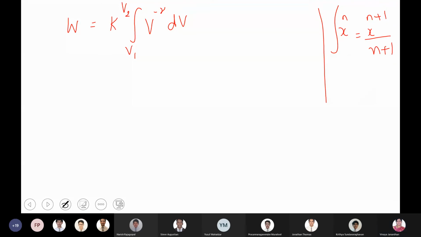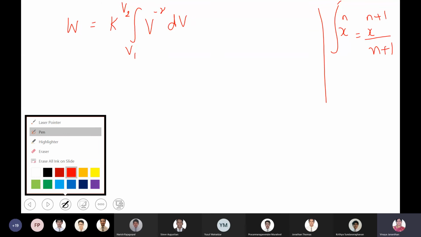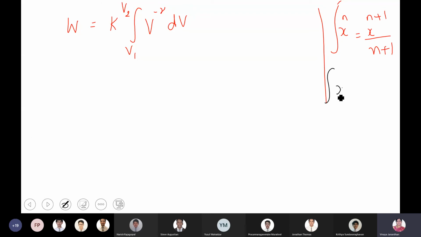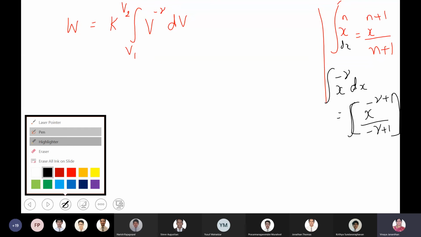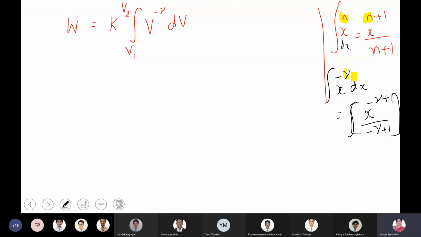Boys, when you're evaluating the integral of x to the power of n, here if I put it so that it's easy for you to understand, x to the power of, say, minus gamma, then how should I write this? It should be dx over here. So this comes to be x to the power of minus gamma plus 1 by minus gamma plus 1. Can you understand here? Gamma and n are the same. Same way. Are you clear?